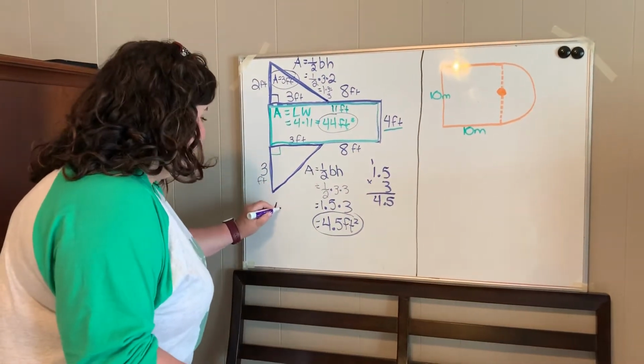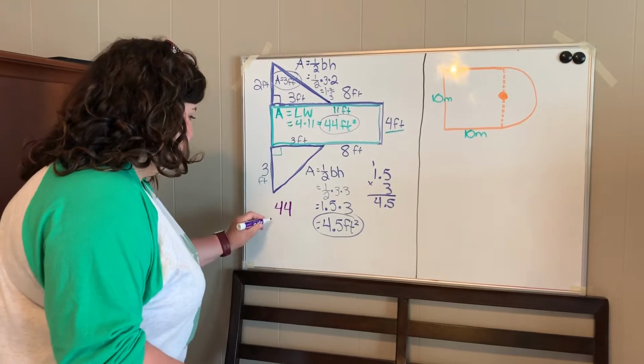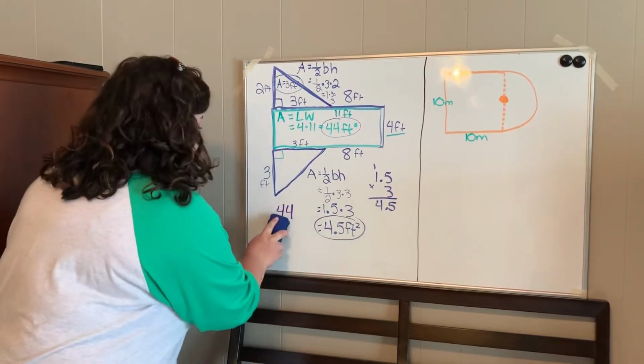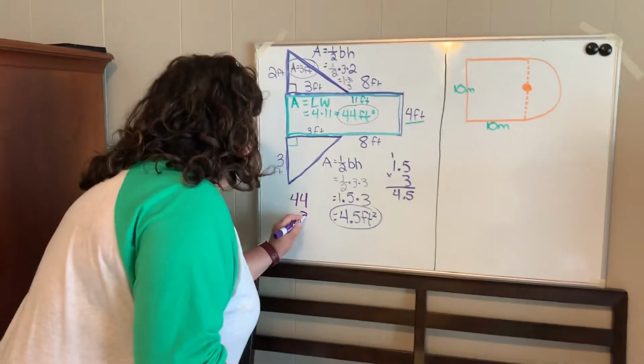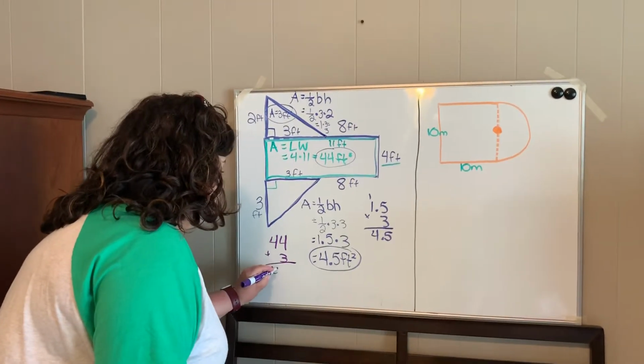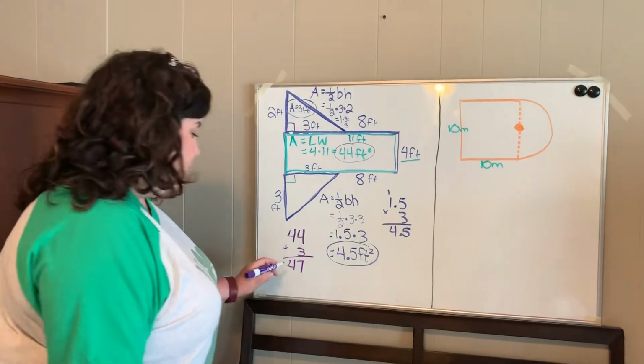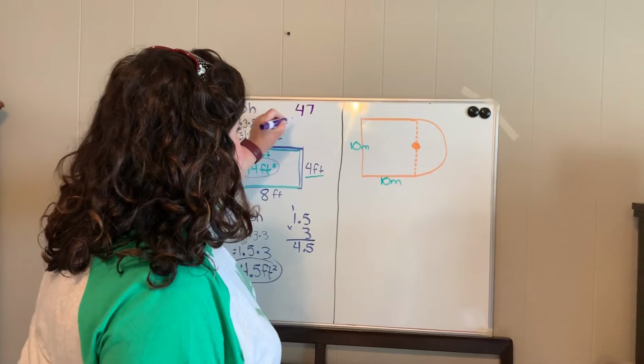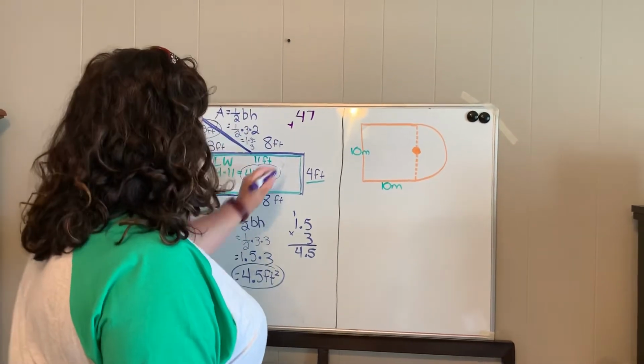I'm going to do 44 plus 4. Nope, I'm going to do plus 3. Sorry. That is 47. And then I'm going to do my 47. Let me come up here and do it. Yep. 47 plus my 4.5.